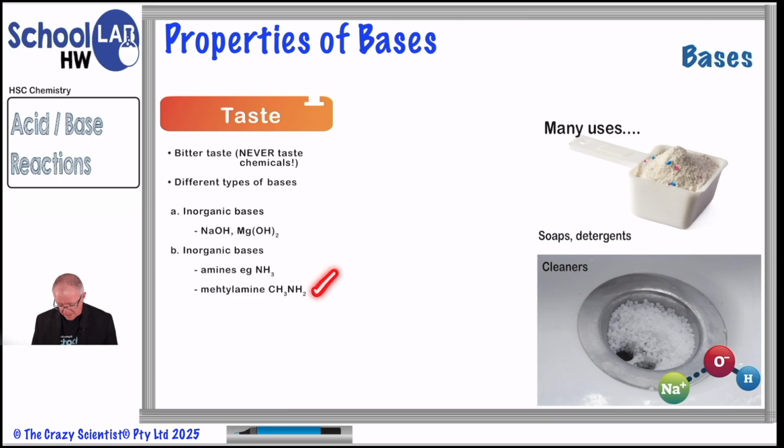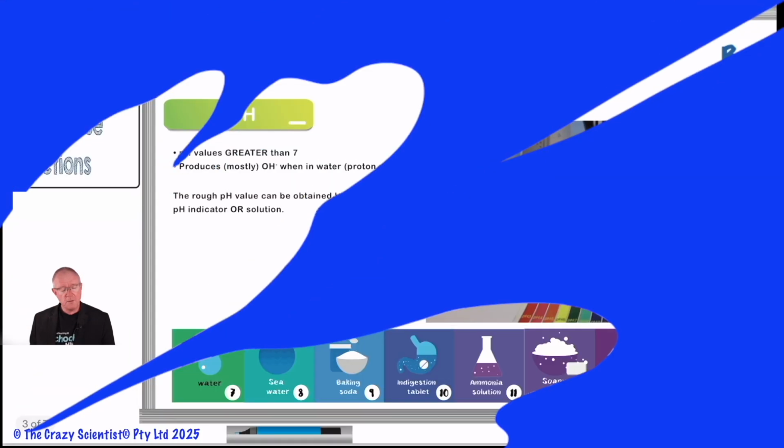We have another example of an amine here. The simplest one is ammonia, and then we have methylamine, and we're going to look at that structure there. Then we have many uses. Here are some bases in terms of cleaning. We have some powder that is used to wash clothes. We have some caustic soda which is used to clean drains. So bases are usually associated with cleaning. They're very caustic.